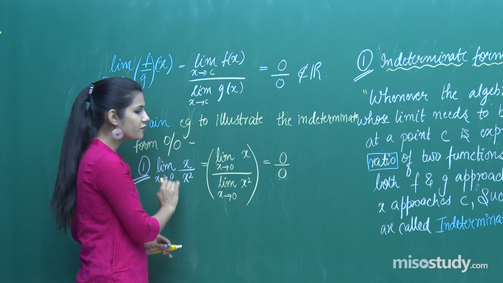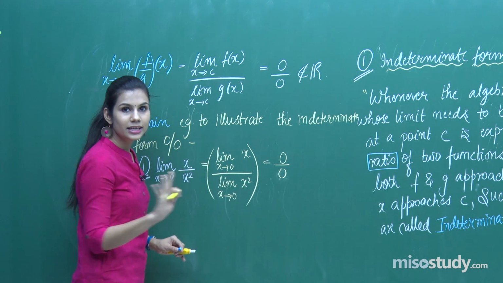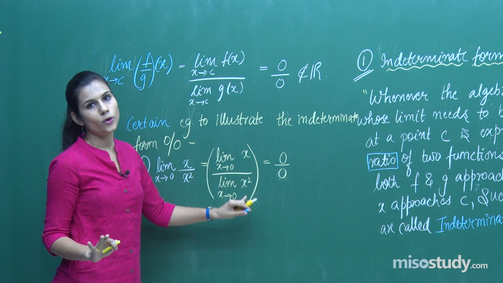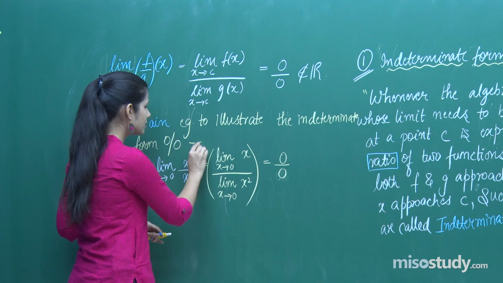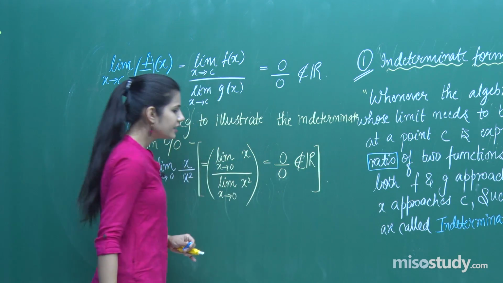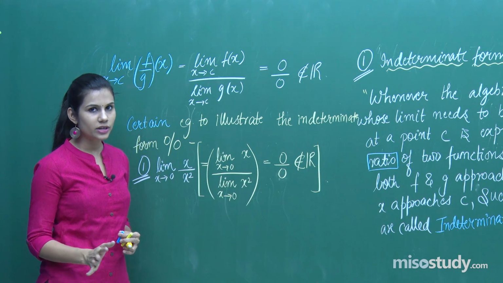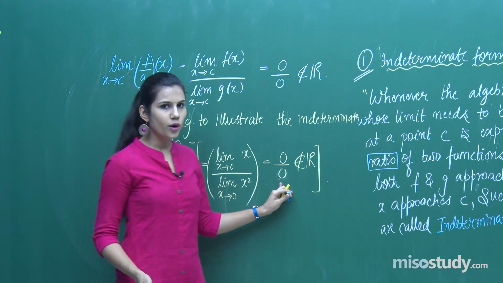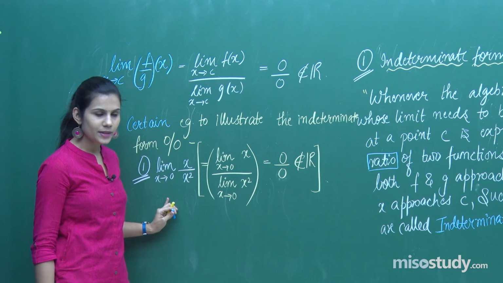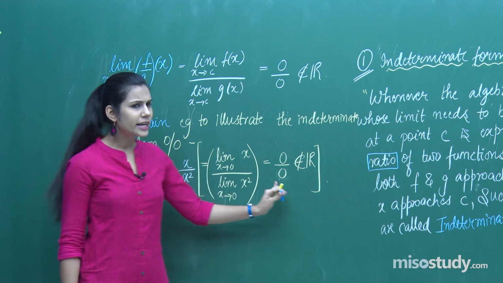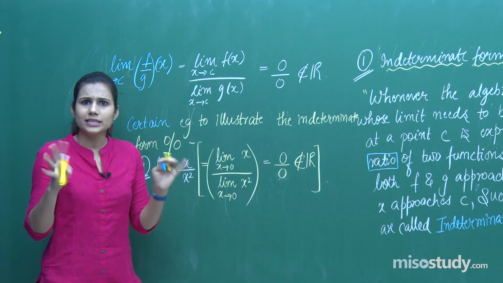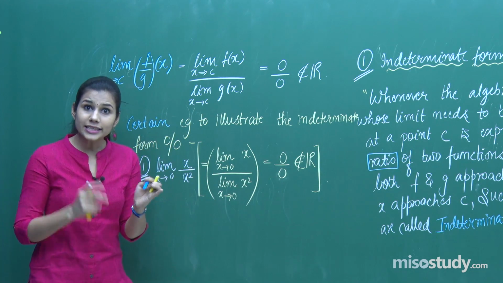But the limiting behavior of f by g is not coming out to be a number of the form limit of f upon limit of g. That means this is not a real number. Now over here a question arises. If this is the form which is occurring by distributing the limits of f and g at C, at 0 over here, I am not getting a real number as the limit. Does that mean that the limit of x upon x squared does not exist? Of course it exists. How?